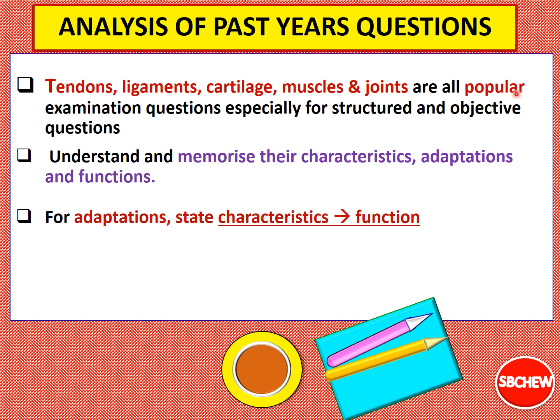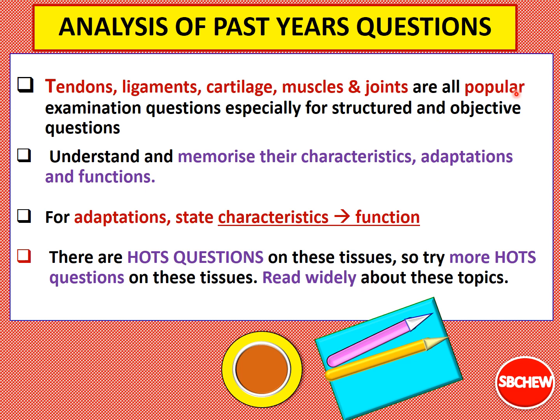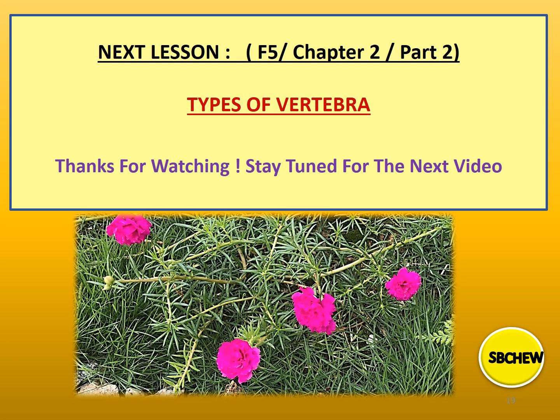For adaptations, always state the characteristics followed by the function for that characteristic. So there are lots of HOTS questions on these tissues, so try more HOTS questions and read widely about these topics. For example, you can read about the types of diseases related to these topics and what is the treatment for them.